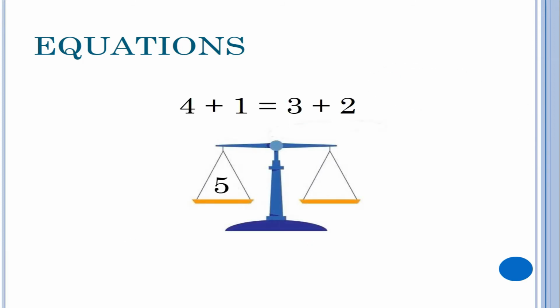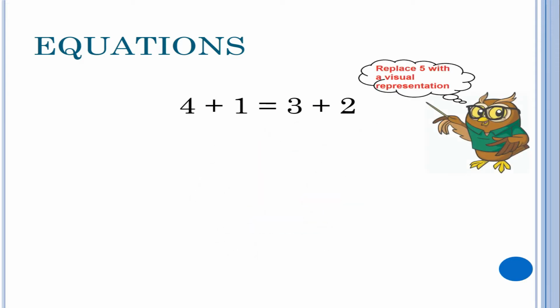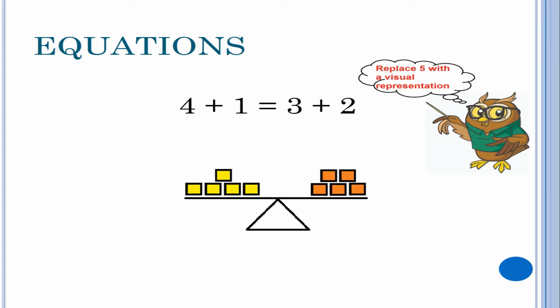So 4 plus 1 is equal to 5 on the left side, and 3 plus 2 is also equal to 5 on the right side of the pan balance. So the pan balance is said to be level. Now let us replace 5 with a visual representation. We have 5 yellow boxes on the left side, and we also have 5 orange boxes on the right side of the pan balance. So 5 is equal to 5.